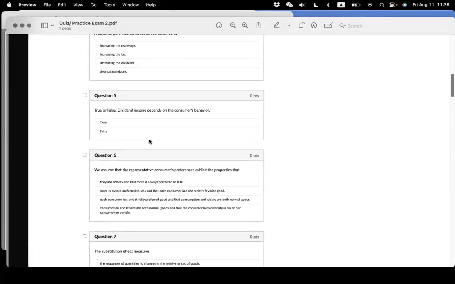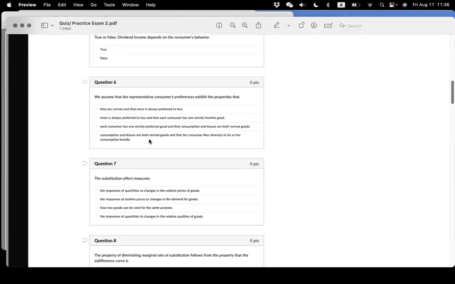Now question 5, true or false? Dividend income depends on the consumer's behavior. No. Dividend income is coming from where? Coming from the firm. It doesn't depend on the consumer's behavior.